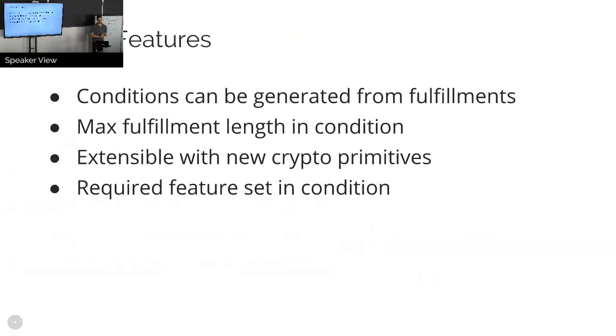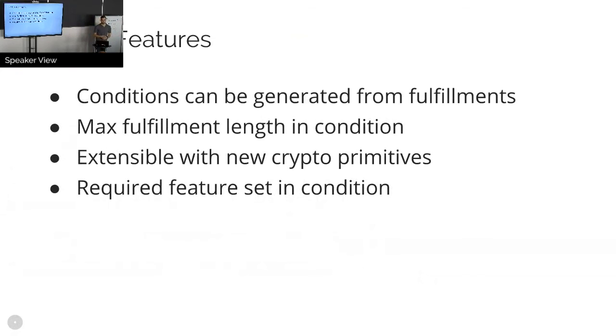Some other features that I didn't get into as much: the conditions can be generated from the fulfillment. So, in order to look up which condition is actually being fulfilled, if I give you the fulfillment, you can generate the condition. That's a general property we want for all of the conditions: if you get the fulfillment, you can generate the condition, you can do a lookup, whatever you want to do.